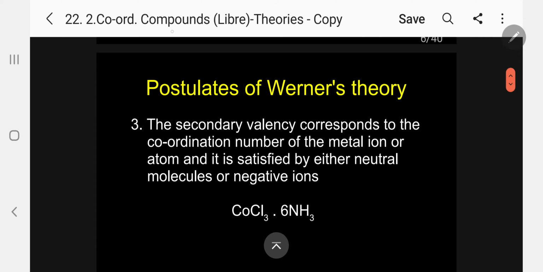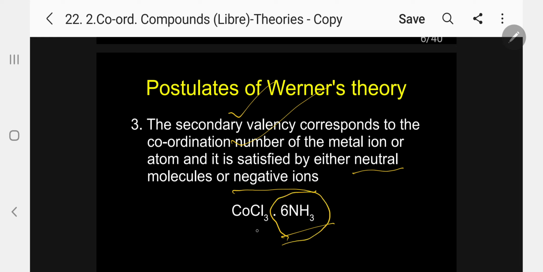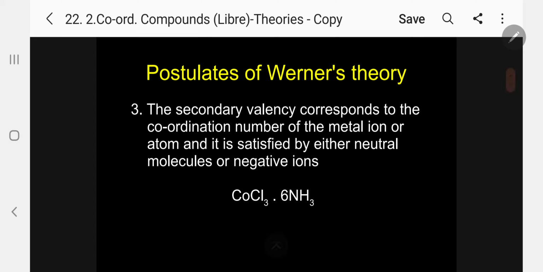Now, the third postulate. The secondary valency corresponds to the coordination number of the metal ion or atom. What is coordination number? We know it is nothing but the total number of ligands present in the complex. And it is satisfied by either neutral molecules or negative ions. So, in Werner's example, cobalt 3 chloride .6 NH3, 6 ammonia ligands are bonded to CoCl3 by secondary valency. The ammonia is a neutral molecule, a neutral ligand. Kindly follow.